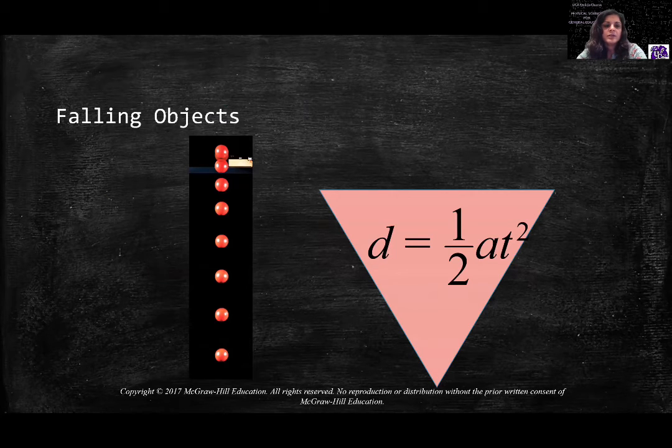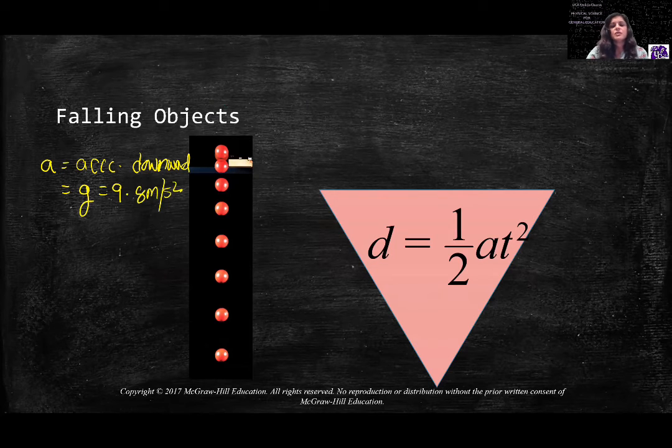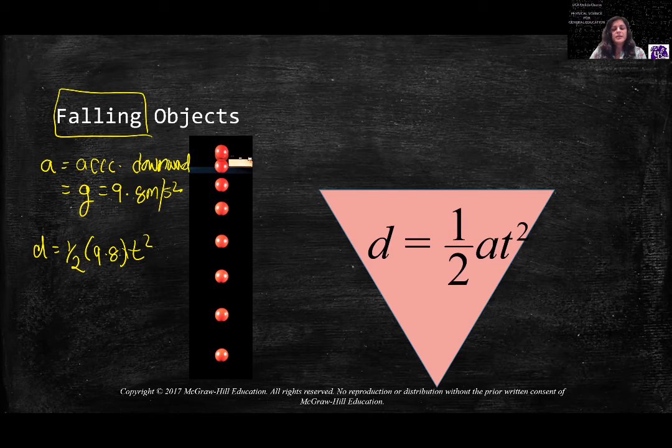A is the acceleration downward. And of course, if it's falling, that's equal to g, gravity, which is 9.8 meters per second squared. So the distance traveled as it's falling down is 1/2 times 9.8 times t squared. Right, and this is only for falling. This is not for moving in a constant direction, right?